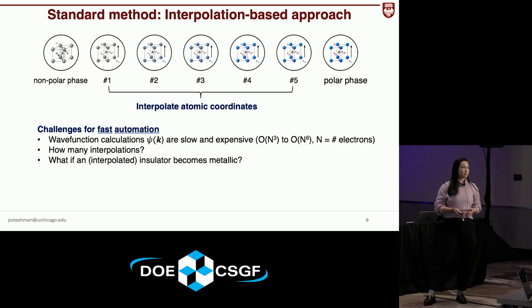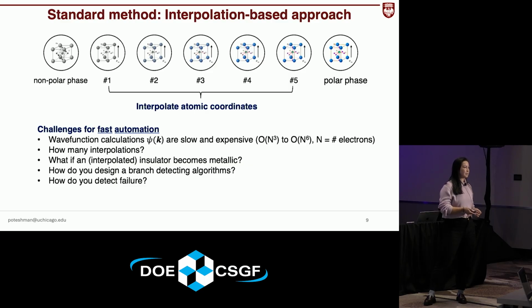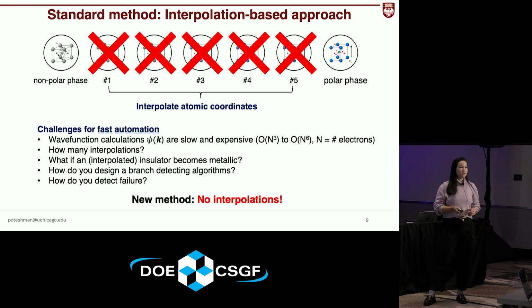Bad things can happen in terms of the physics because these interpolated structures are in some sense fake. You can get things that should be insulators becoming metals, and this leads to a real breakdown in the formalism we're working with. Actually designing a branch tracing algorithm from a series of grid points is non-trivial, and knowing if you selected the correct branch from a series of grid points is also challenging. And so now I'm going to turn to the method that we've been focused on developing.